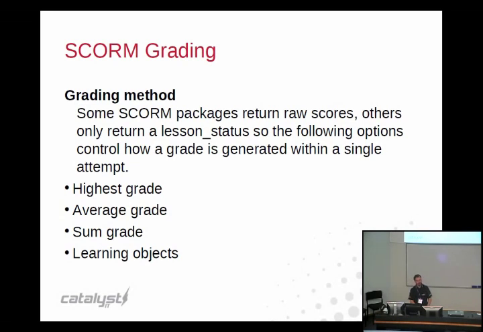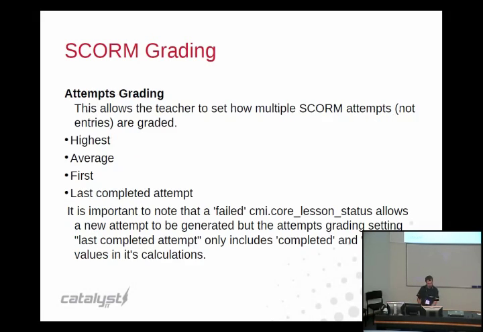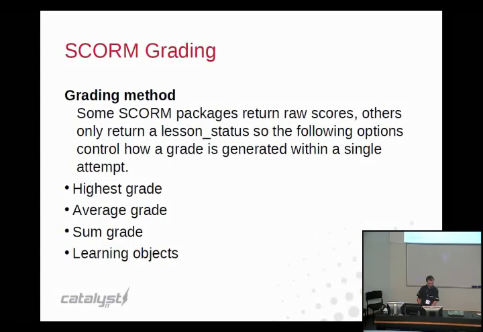Average grade looks at all the grades that it has returned, so it might have returned 80%, or 60%, or 20%, all within that same attempt, and it will just average those. Sum grades is easy, it just adds them all up. Learning objects, have I got this?